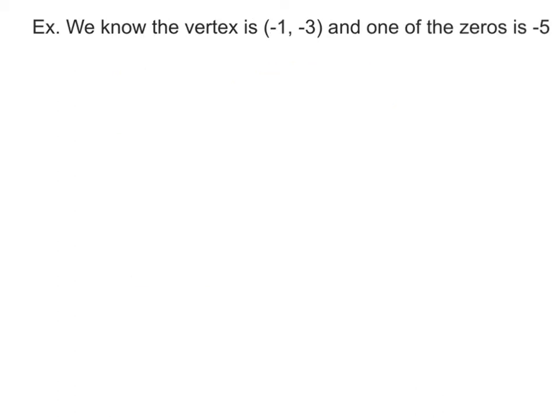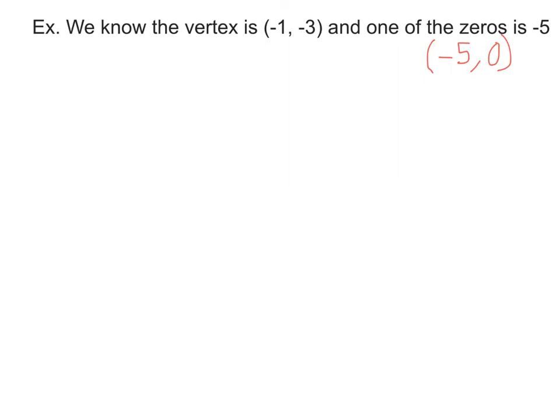All right, next example, we know the vertex is (-1, -3), and one of the zeros is -5. So we are going to use the same concept we did in the last problem because we have a point and we have the vertex, but we need to define what that point is. So we know the vertex, but remember, if one of the zeros is -5, the point that goes with that is (-5, 0), because that is the x-intercept, and that's how I write it in ordered pair form.